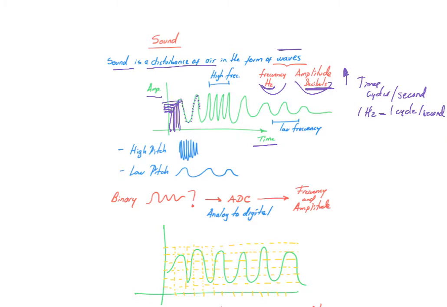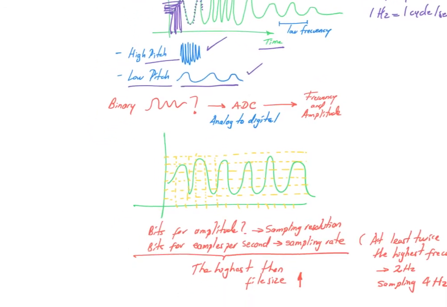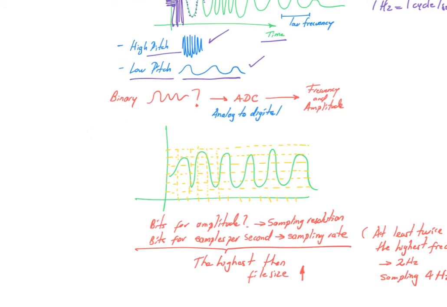So one thing that we know is if you hear a high-pitched sound, it corresponds to a high frequency, and a low-pitched sound is going to correspond to a low frequency. So how do we code that?